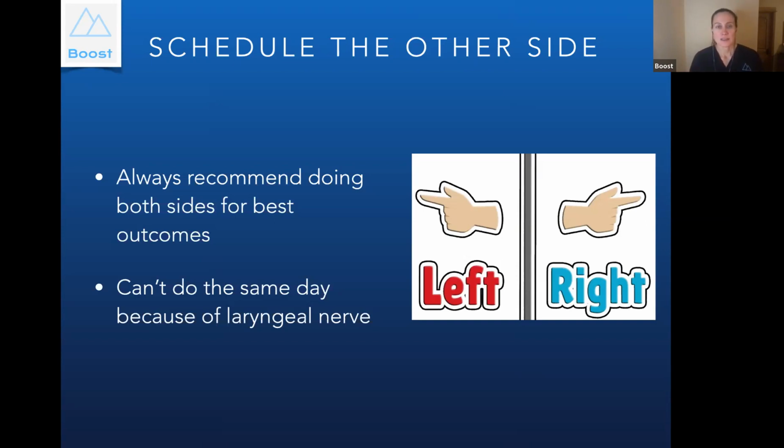For athletes, they'll notice that they don't have the same edge that they did before. And so that might result in them seeking another stellate. And again, we can't do both of them on the same day because of the laryngeal nerve, because you need to make sure that we're only blocking one side at a time.